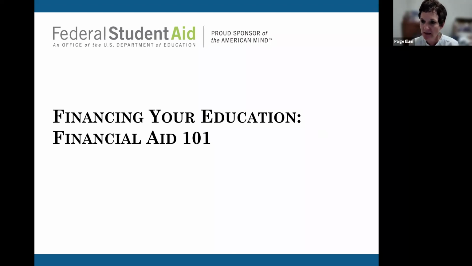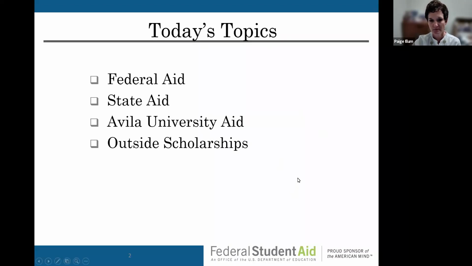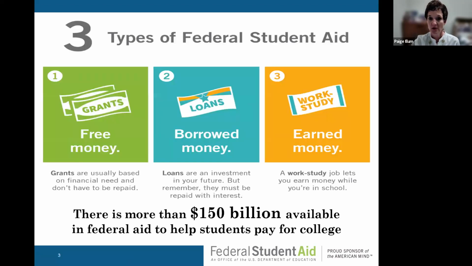This presentation is meant to provide you with some basic information regarding financial aid, which is truly an important component to your success in college. So we're going to go over the four primary forms of student aid or financial aid: federal aid, state aid, Avila University aid, and outside scholarships. So first, federal student aid.